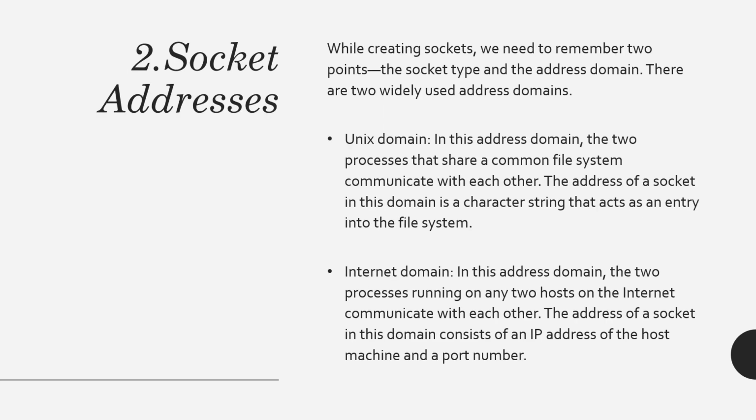So next, socket address. Process to process delivery needs two identifiers. One is the IP address and the other is the port number at each end to make a connection. A socket address is a combination of IP address and port number. The socket address defines a process uniquely. The widely used socket address domains are Unix domain and Internet domain. Unix domain contains two processes that share a common file system and communicate with each other. Internet domain contains two processes running on any two hosts of the internet which communicate with each other.